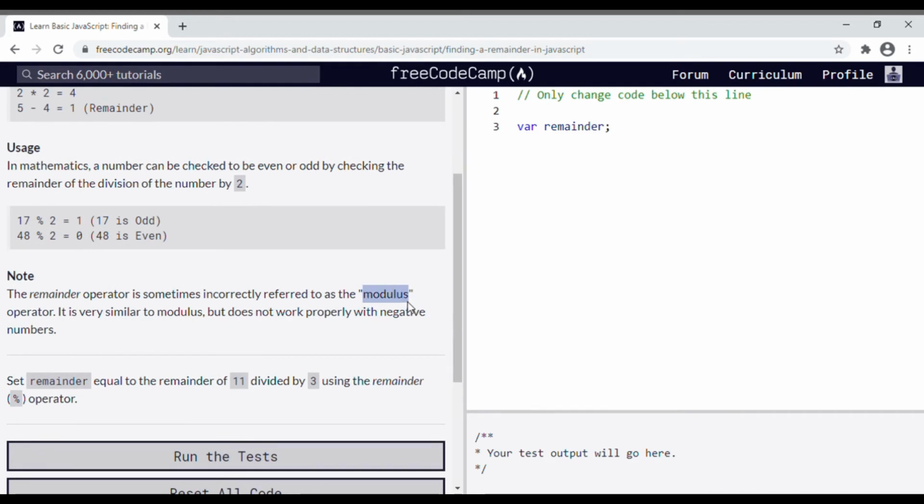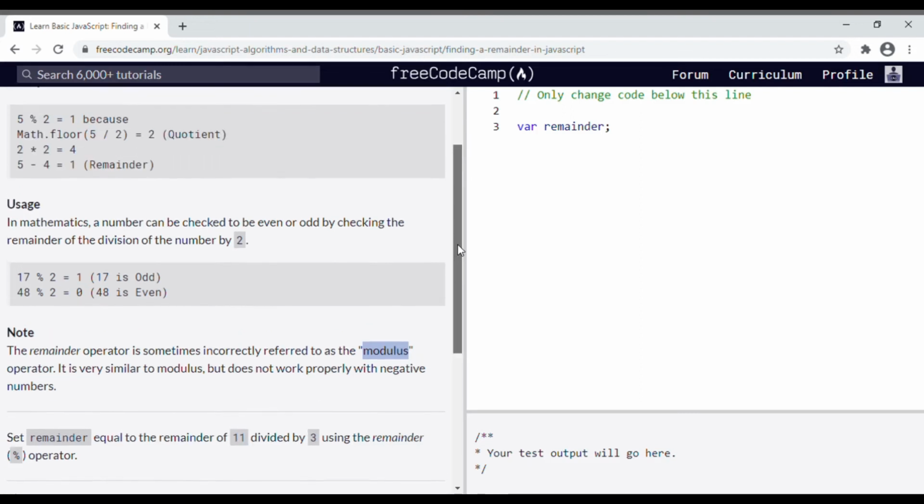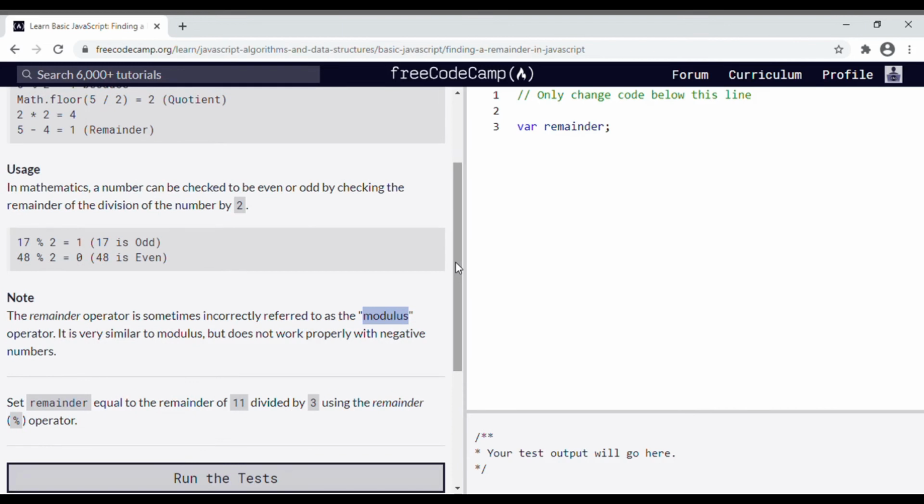I'm confused. Okay, it says set the remainder equal to the remainder of 11 divided by 3 using the remainder operator. Why would I think W3Schools is where I saw it? I need to go back and look, but I don't know which one it was that told me that, it wasn't explaining it properly anyway.